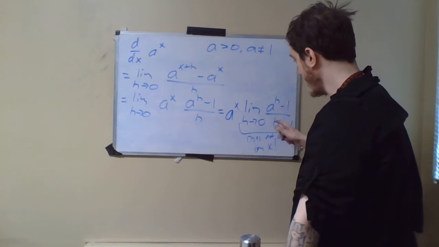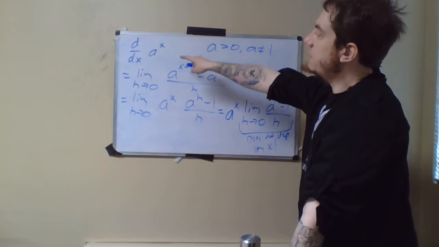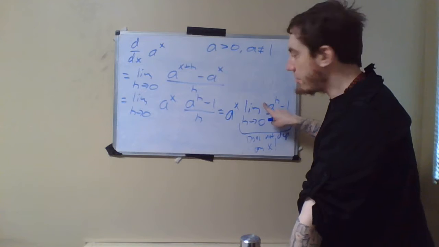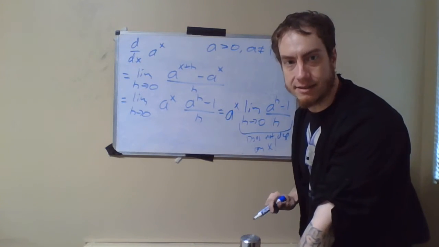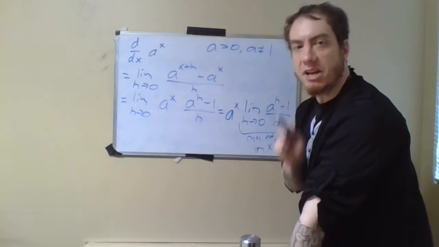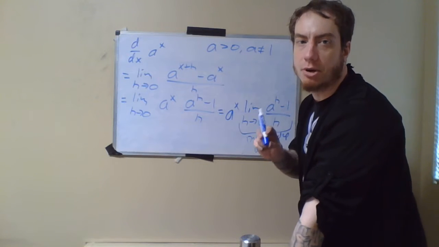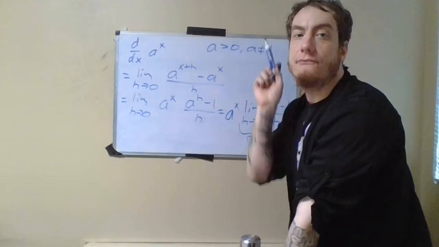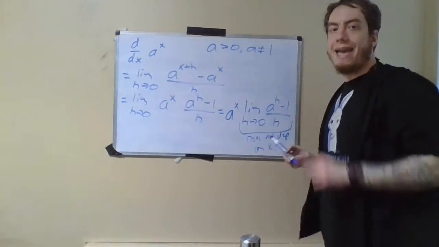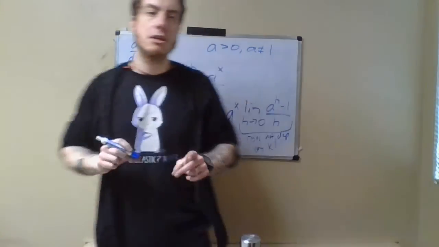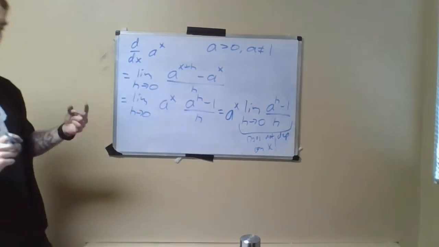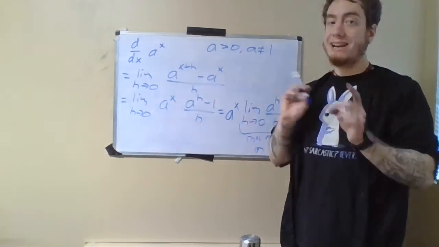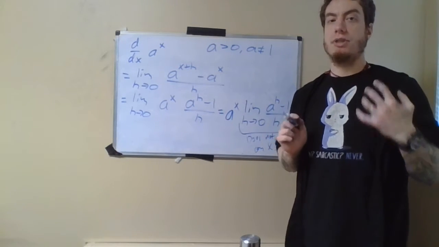And therefore, the derivative of a to the x is going to be some constant number times a to the x itself. That means exponential functions have the special property that their rate of change is proportional to their value. And this is a property which is so common in nature and in applications, okay? There are so many things whose rate of change is proportional to their value.